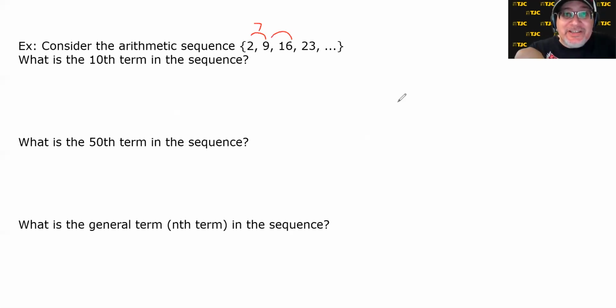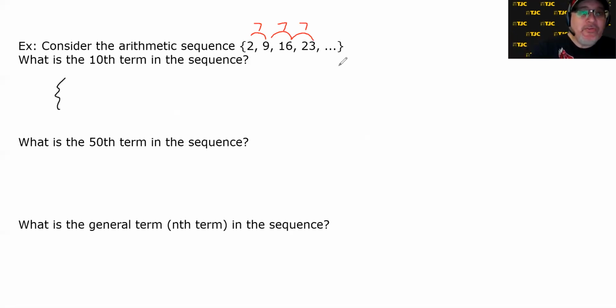To get from 9 to 16, I would have to add 7. To get from 16 to 23, I would also have to add 7. So it looks like this is what some people would call a +7 pattern. All right, so let's see if we can figure out some terms in the sequence, starting with the 10th term.